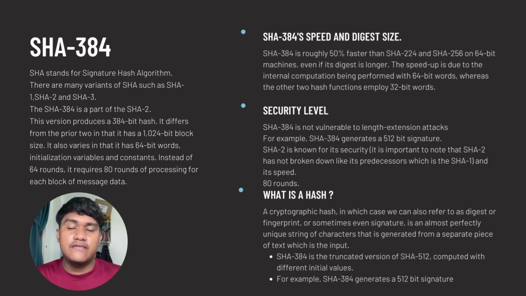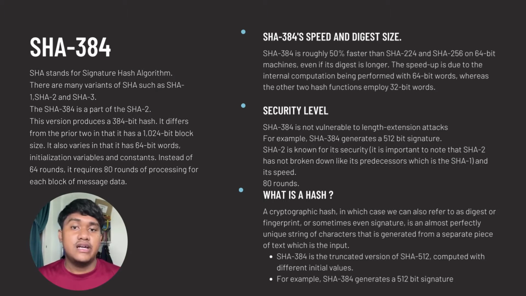Next is the security level. SHA-384 is non-vulnerable to length extension attacks. For example, SHA-384 generates a 384-bit signature. SHA-2 is known for security. It is important to note that SHA-2 has not been broken like its predecessor, SHA-1, and it runs around 80 rounds.